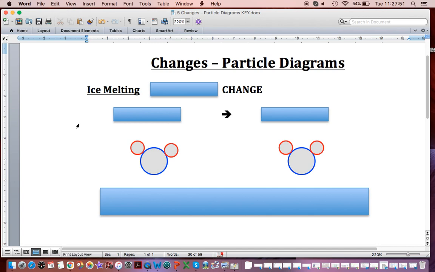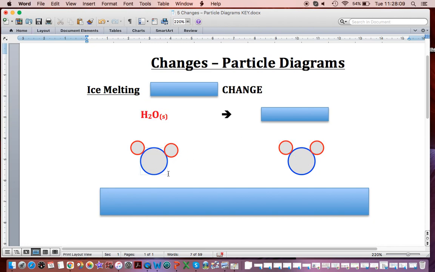Changes, particle diagrams, find this sheet. It's designed to try to help you visualize what's going on with the elements and how they change or don't change in a chemical and physical change. So this looks like the front of a pig or Mickey Mouse.